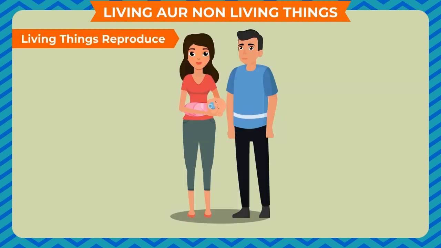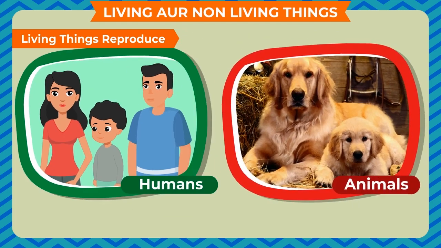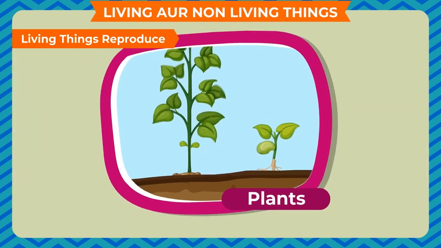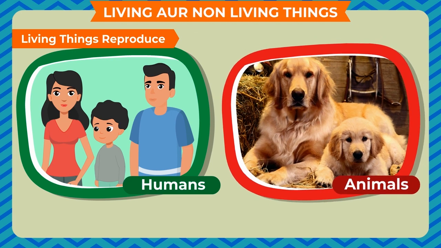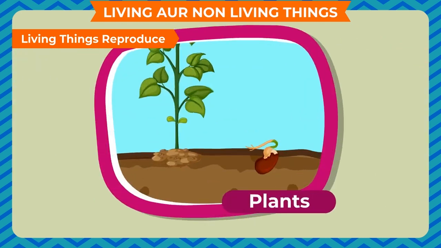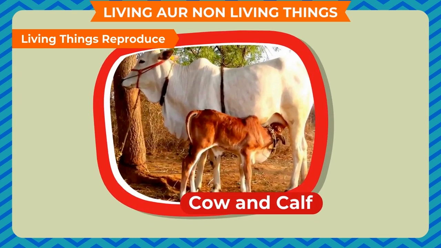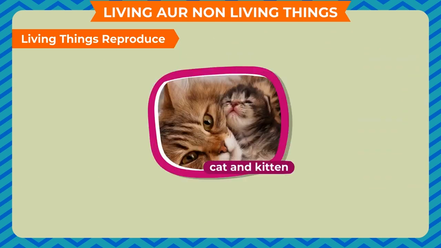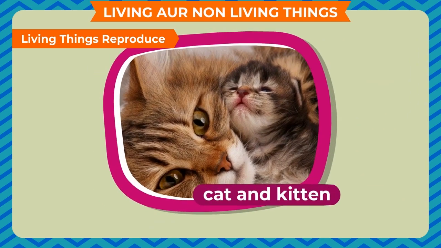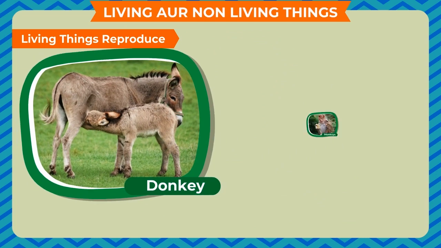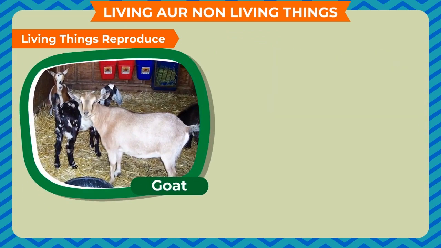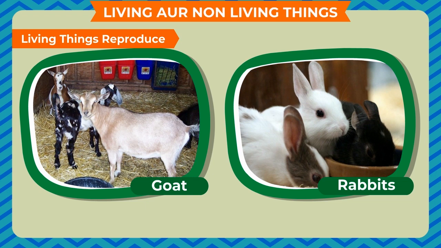Living things reproduce. All living things such as humans, animals, and plants reproduce. Humans and most animals give birth to babies while plants produce seeds. This process is called reproduction. A cow gives birth to a calf. A cat gives birth to a kitten. Similarly, donkeys, monkeys, goats, rabbits, etc. also give birth to their babies.